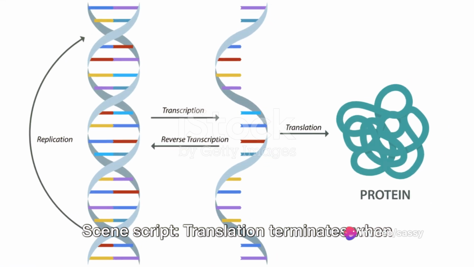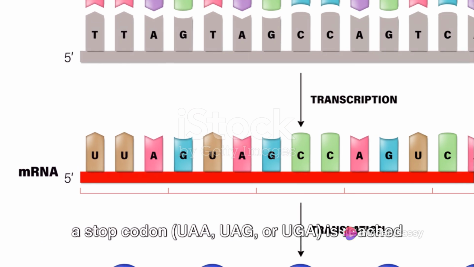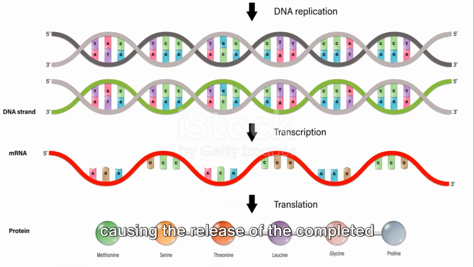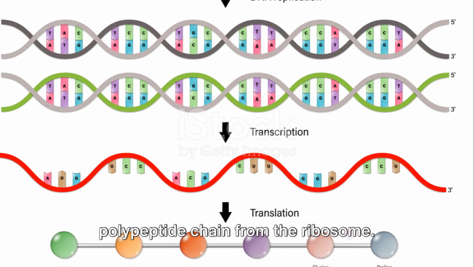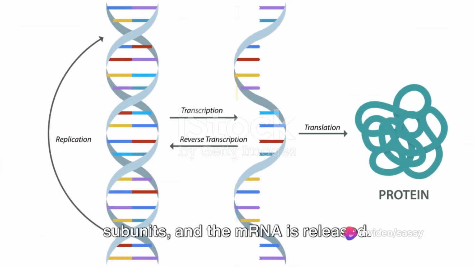Translation terminates when a stop codon, UAA, UAG, or UGA, is reached on the mRNA. Release factors bind to the stop codon, causing the release of the completed polypeptide chain from the ribosome. The ribosome dissociates into its subunits and the mRNA is released.